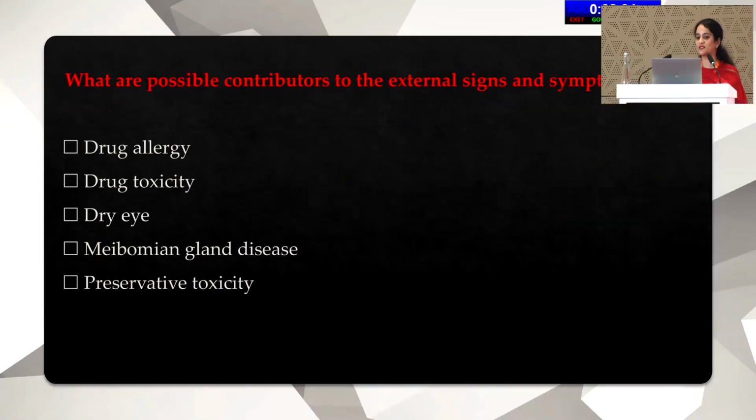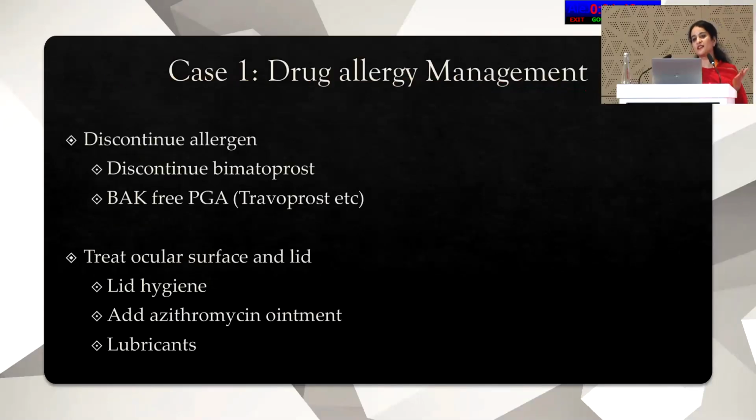So I see a lot of postgraduates sitting here, which is so good. What are the possible contributions that you think are causing these signs and symptoms? Is it drug allergy, toxicity, dry eye, meibomian gland disease, or preservative toxicity? Anyone? All right. So this is because of a particular agent that you've just started. This is actually a drug allergy manifestation. So you discontinue the allergen, which in this case was bimatoprost, and probably shift them to another agent and treat the lid and the ocular surface concurrently.